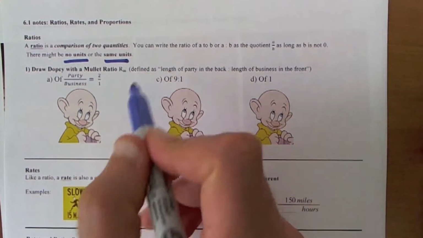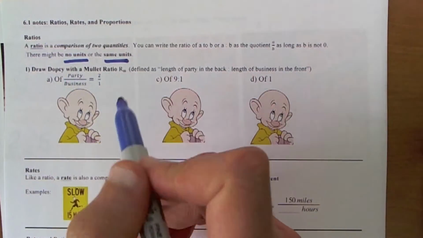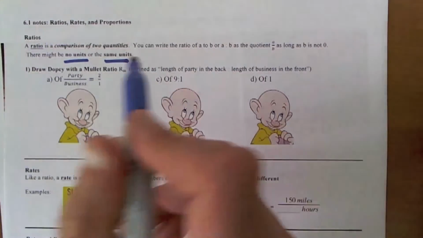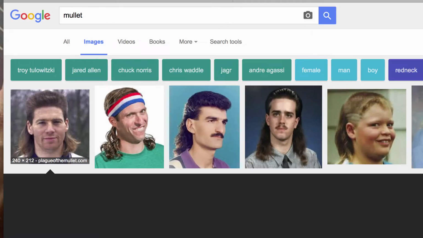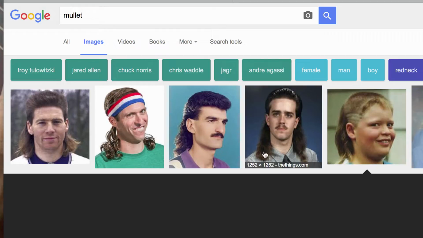So there's this funny activity that someone did, I forget the name, but where they had discussed a mullet ratio. And here's a quick Google reminder if you forgot what a mullet is. We say that it's like business in the front, party in the back, right? These are all mullets, right? But you can see that some have a little bit more party in the back than others.